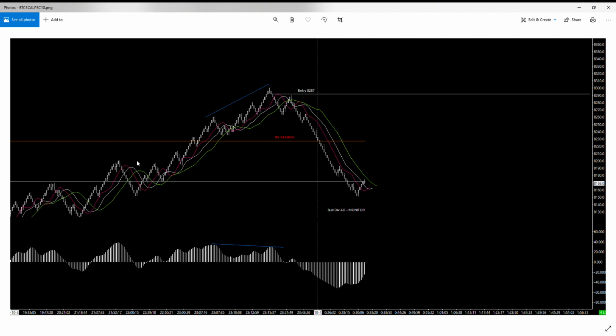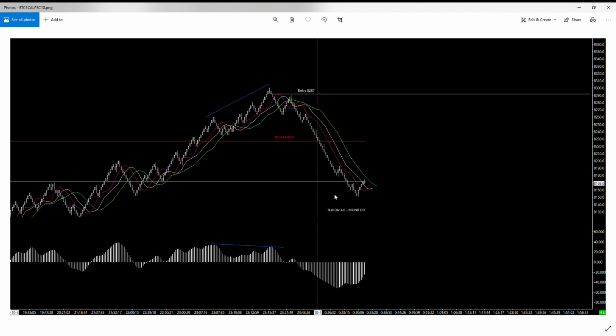This original level at 8200 did absolutely nothing apart from get retested from the downside here. So again, this entry is really comfortable for me, but it's only really comfortable because I'm live and assessing all of this action as it's unfolding. So I'm not just sitting back, waiting for price to hit a target. I'm actively monitoring this all of the time.